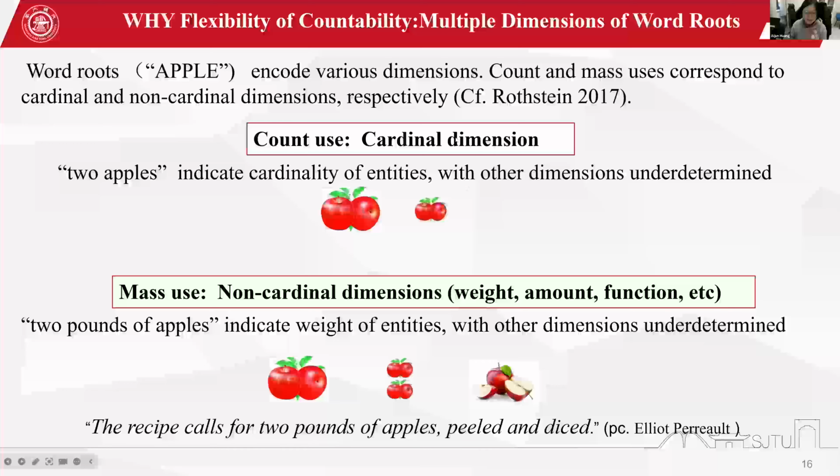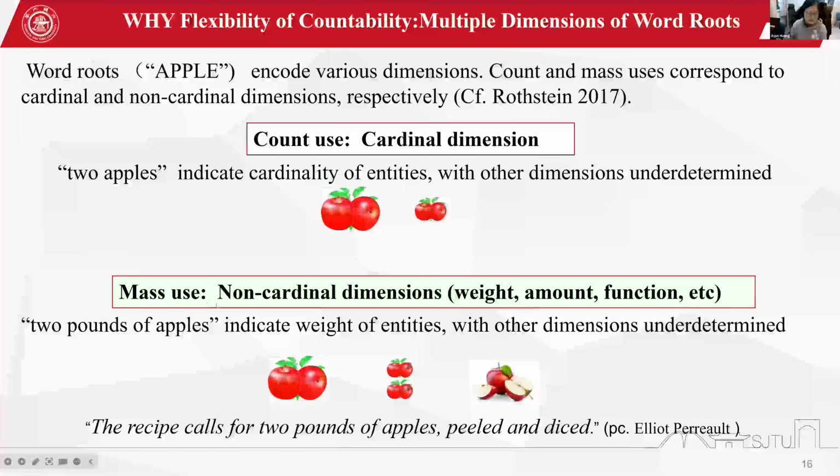So let me explain this. For the count use, if we put apple, this word root, into count syntax, as in two apples, then this phrase picks the cardinal dimension by referring to the cardinality of entities, the number of entities, with other dimensions underdetermined. When we talk about two apples, we just know the cardinal number of apples without knowing how big these apples are. It could be two big apples or two small apples. So the dimensions of size or weight are underdetermined.